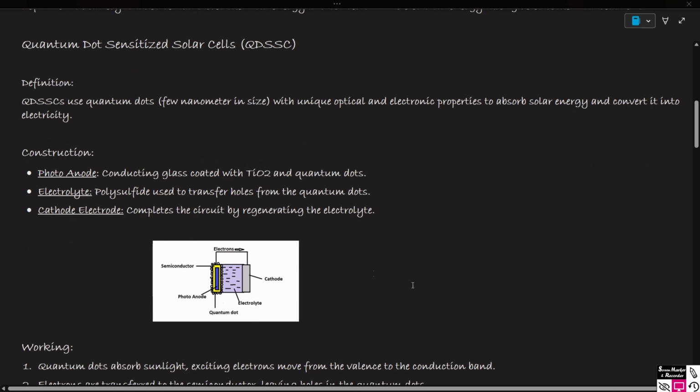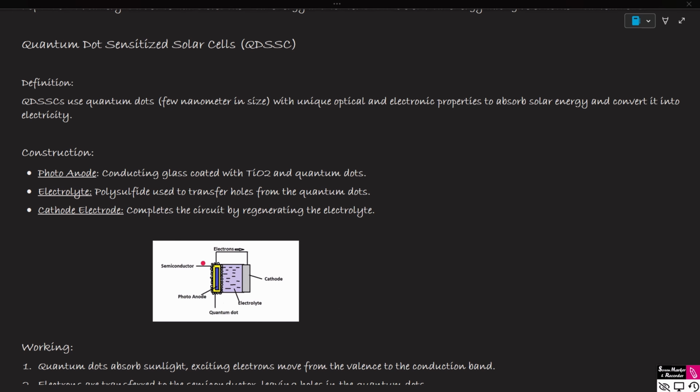Okay, construction. A quantum dot sensitized solar cell consists of three main parts: photoanode, electrolyte, and cathode electrode. The photoanode is placed on the left side with the quantum dots coated, and it is made of TiO2, meaning titanium dioxide. Here we can see in the diagram these small dots, the quantum dots, and inside we have the photoanode.